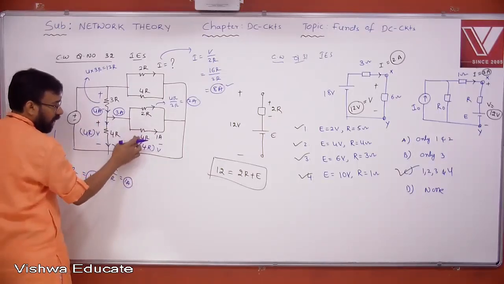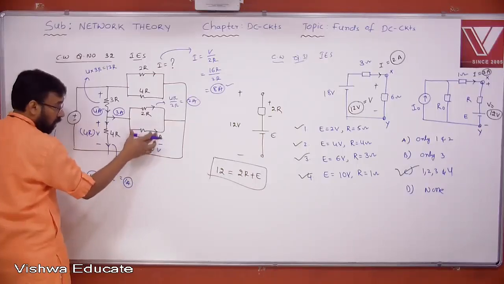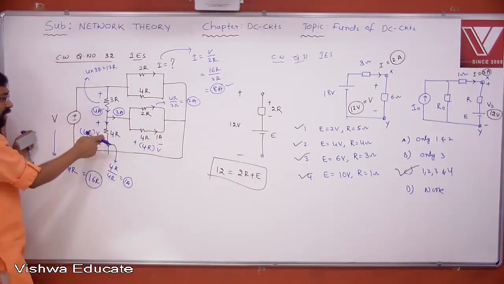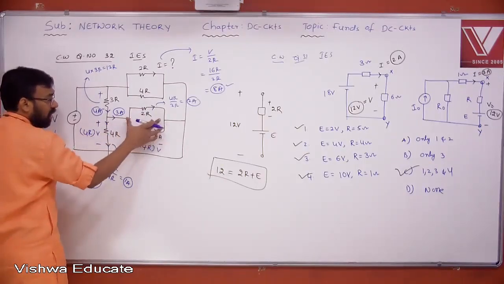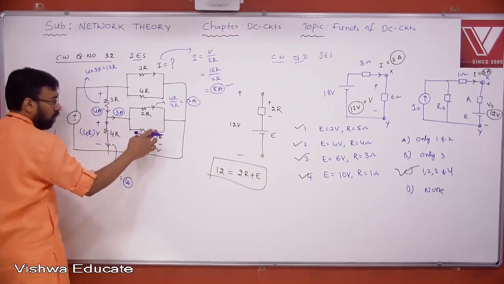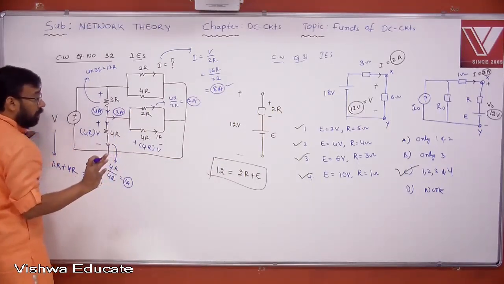But already, how much current is given? Here, 1 ampere. 1 into 4R will give you 4R. The same voltage will appear across this element also, because how are these elements connected? Parallel. Yes or no, all of you? These are parallel, no doubt in that. Okay.